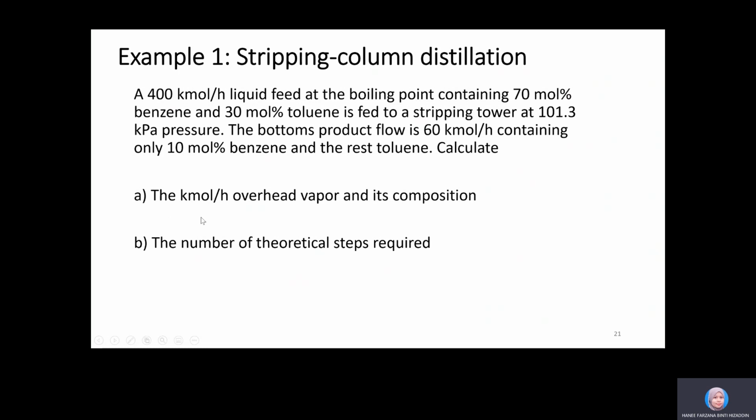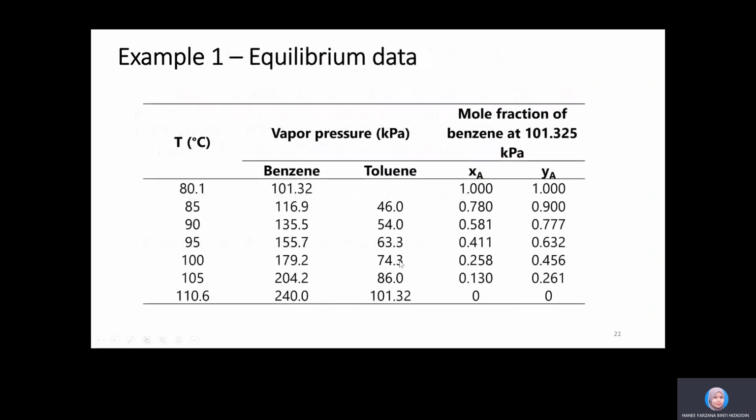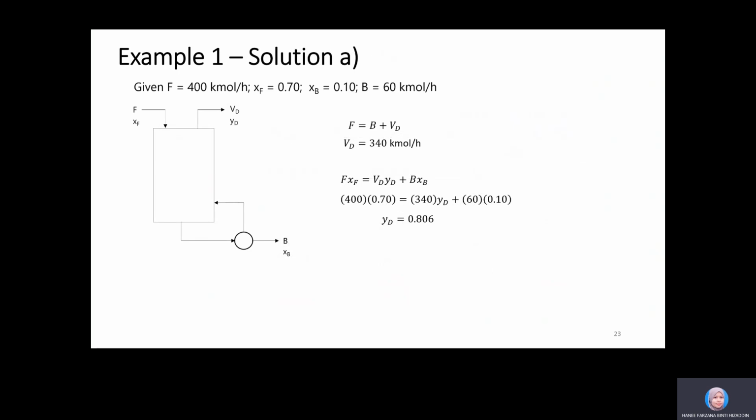Calculate A, the kilomole per hour of overhead vapor and its composition, and B, the number of theoretical steps required. So this is the given equilibrium data. Then we can try to solve for part A first, because it's a material balance. So you draw the diagram.